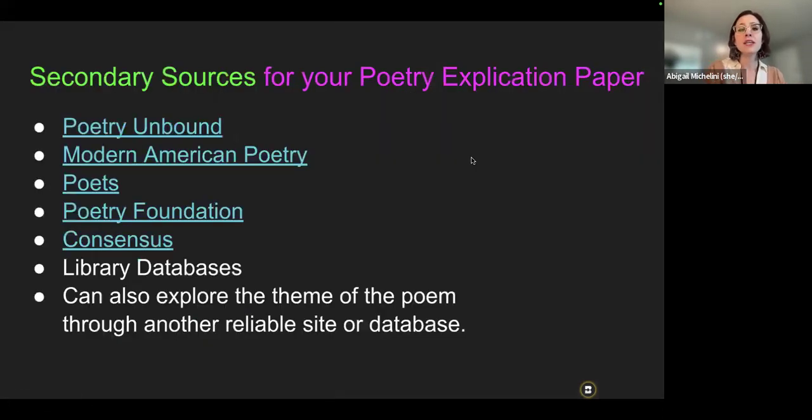All right, so here are some places that you can look for secondary sources for your poetry explication paper. The first one is Poetry Unbound. You'll be familiar with this. This is the podcast that unpacks poetry. You don't want to steal anything directly from Project Otuma because you're doing something very similar. But it's a great place to look and maybe quote him. You could pull a quote from him. You could see how he unpacks a piece.